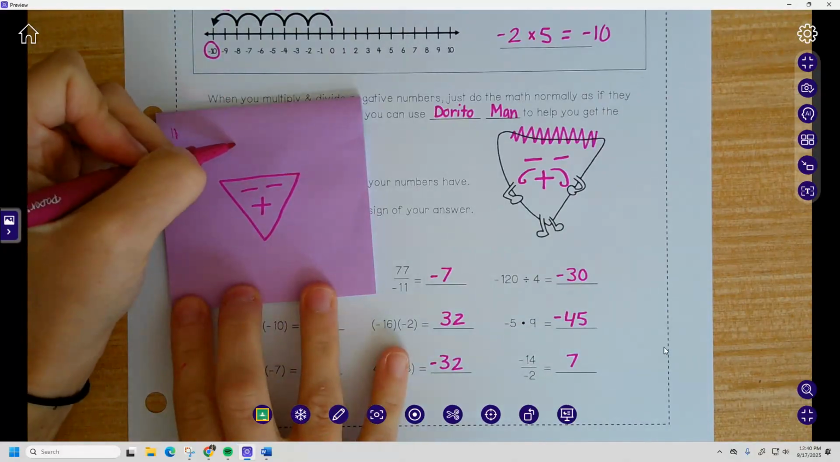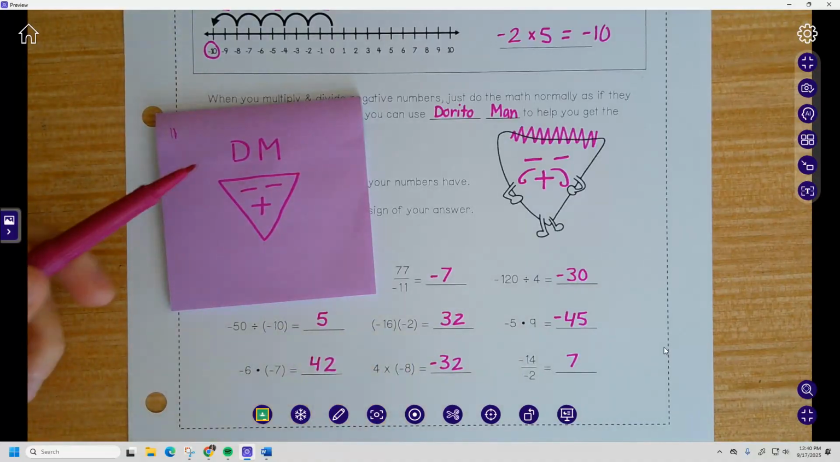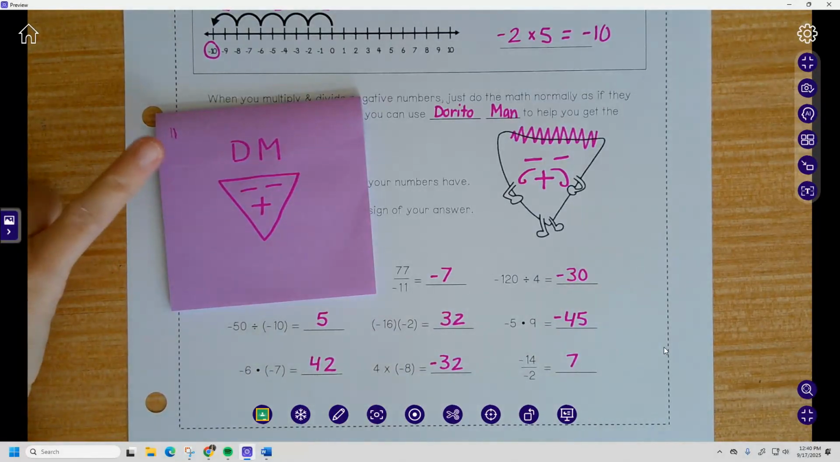Also, cool thing about Dorito Man, his initials, DM, also stand for divide and multiply. So you can remember this is only used for dividing and multiplying. This does not work for adding or subtracting.